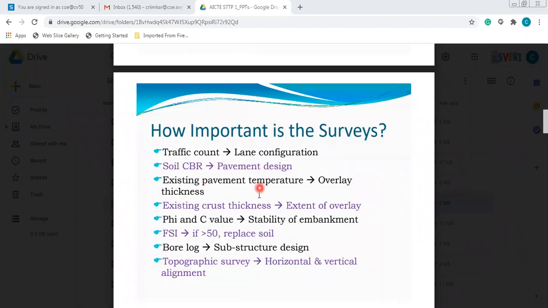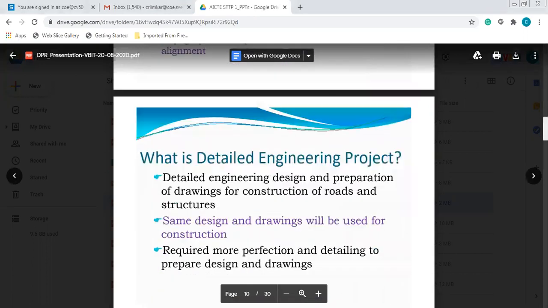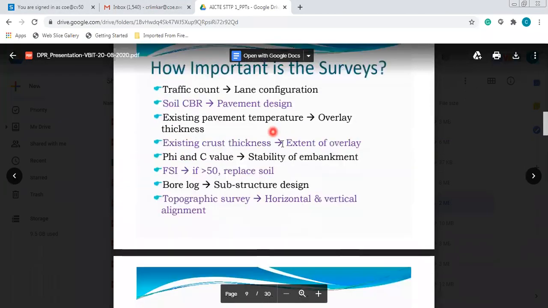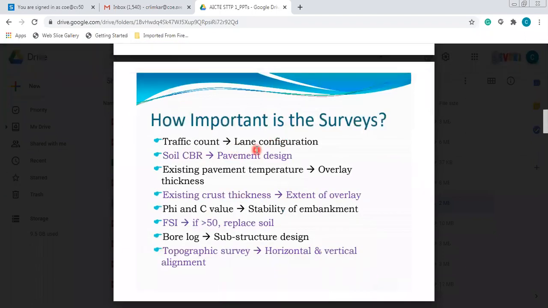Then existing pavement temperature will help you in the overlay thickness if you are going for that. Then crust thickness, that is again for the design of overlays. Then C value, that is soil parameters, physical and mechanical properties of the soil, that is required for the stability of the embankment. Okay, then bore log for the substructure design. Topographic survey will help you in the horizontal and vertical alignment. So these things you have to focus on as far as your surveys are considered, soil surveys and other parameters.